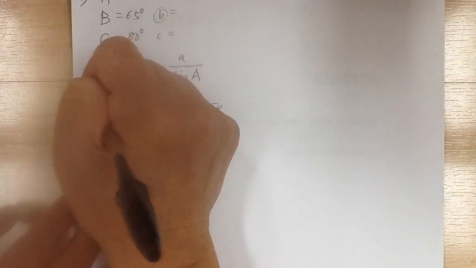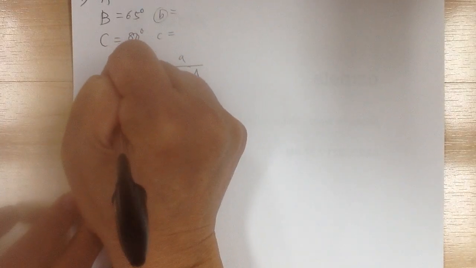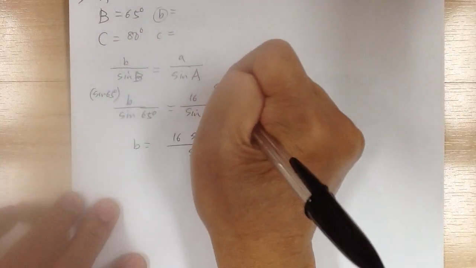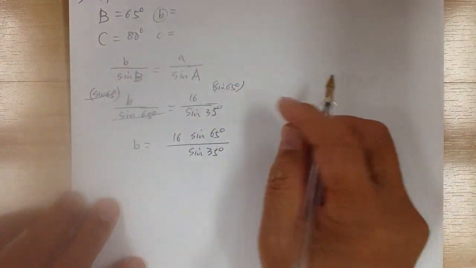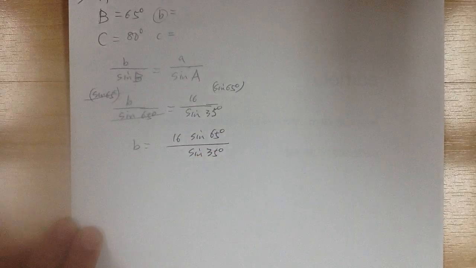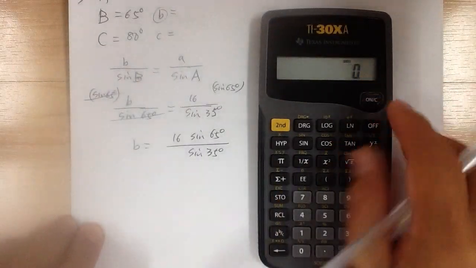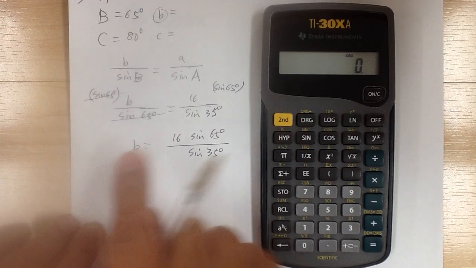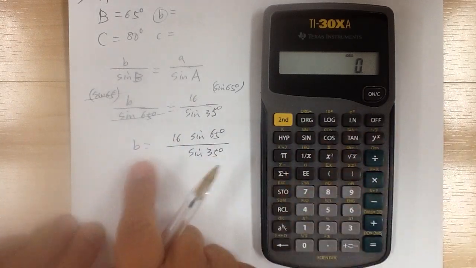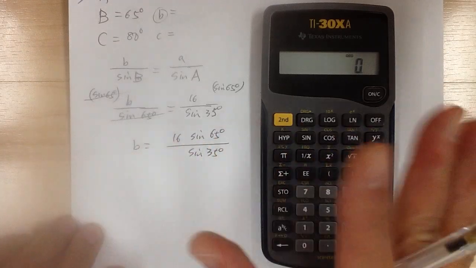So you multiply both sides by sine of 65 degrees, so that this will cancel out with that, and that's how you end up with this. So get your calculator. Now, whenever you use the law of sine to find an angle, you have to check for a second case. But if you use the law of sine to find the length, whatever you get, that's it.